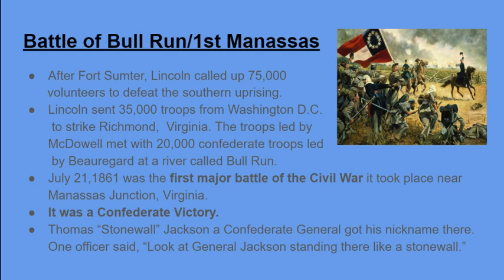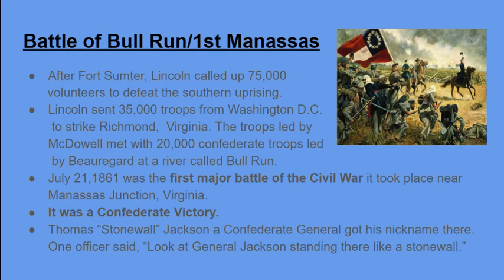Lincoln sent 35,000 troops from Washington, D.C. to strike Richmond, Virginia, which was considered like the capital in the South. The troops were led by McDowell, and they met 20,000 Confederate troops led by Beauregard, the same Beauregard that was at Fort Sumter, at a river called Bull Run. On July 21st, 1861, this first battle occurred, and it took place near Manassas Junction, Virginia.